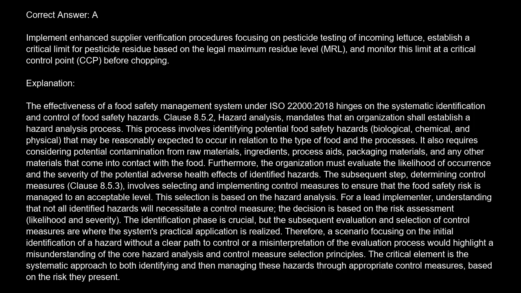Furthermore, the organization must evaluate the likelihood of occurrence and the severity of the potential adverse health effects of identified hazards. The subsequent step, determining control measures, Clause 8.5.3, involves selecting and implementing control measures to ensure that the food safety risk is managed to an acceptable level. This selection is based on the hazard analysis. For a lead implementer, understanding that not all identified hazards will necessitate a control measure, the decision is based on the risk assessment, likelihood, and severity.